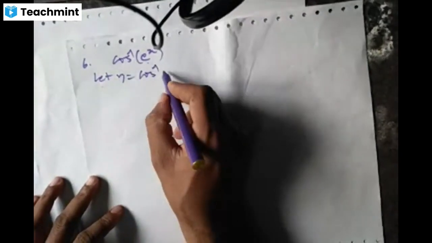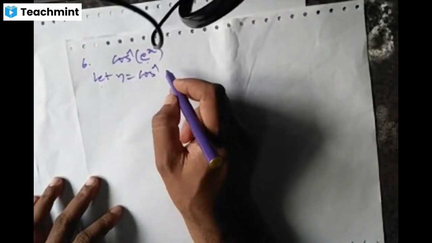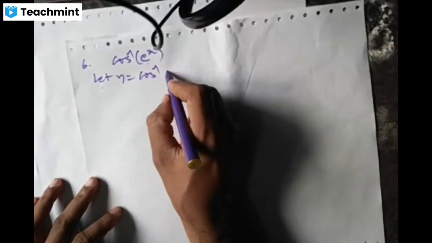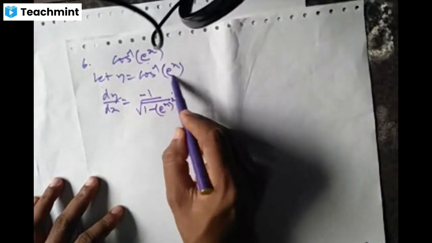First let us take the given function as y. So y is equal to cos inverse of e power x. Okay. So then dy by dx is equal to, you just assume this bracket as single variable u. What is the derivative of cos inverse u? Derivative of cos inverse u is minus 1 by root of 1 minus u square. But what is u here? E power x. So e power x whole square into d by dx of this function. D by dx of e power x is e power x itself, correct?